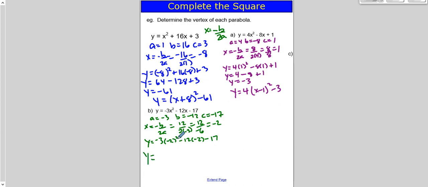Okay, negative 2 squared is 4, and 4 times negative 3 is negative 12. Negative 12 times negative 2 is plus 24, and then minus 17. So negative 12 plus 24 is positive 12, minus 17, which is negative 5. So y equals my a value, which is negative 3. My x value is a negative 2, so it'll become a positive 2 when I put it in the brackets, and then minus 17.